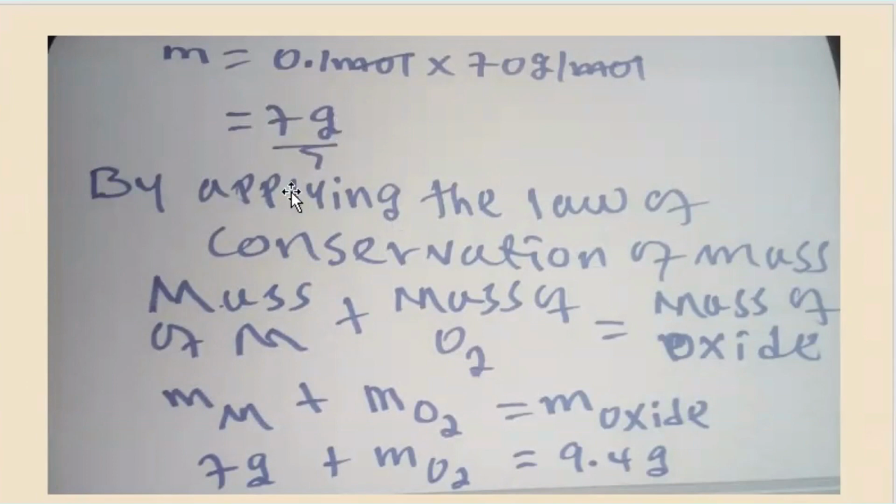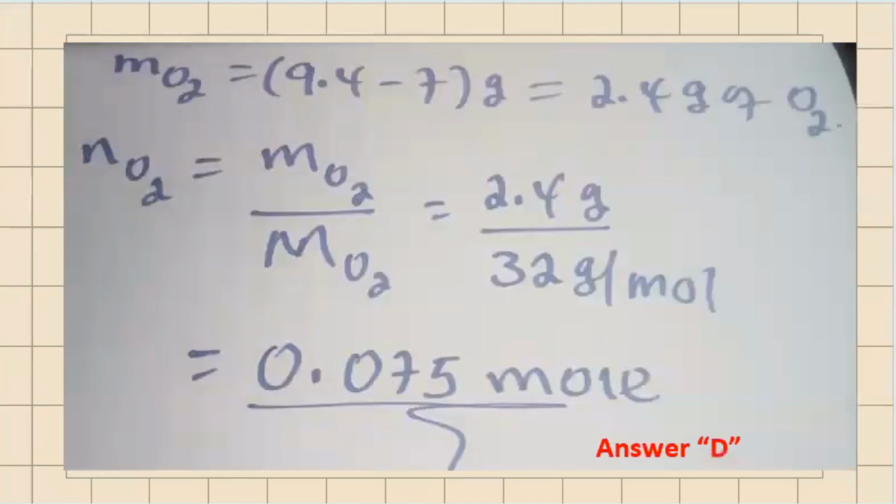By applying the law of conservation of mass, the mass of metal M plus the mass of oxygen equals the mass of the metal oxide. The given mass of the metal plus the given mass of oxygen gives the given mass of the metal oxide. 7 gram of metal plus the mass of O2 produces 9.4 gram, so the mass of O2 is 2.4 gram.